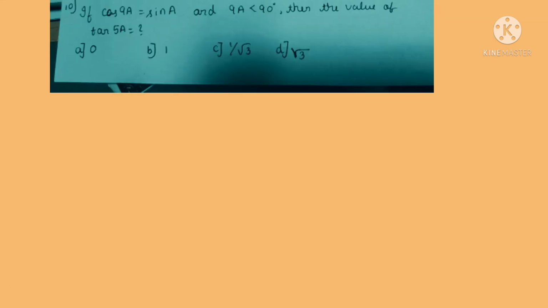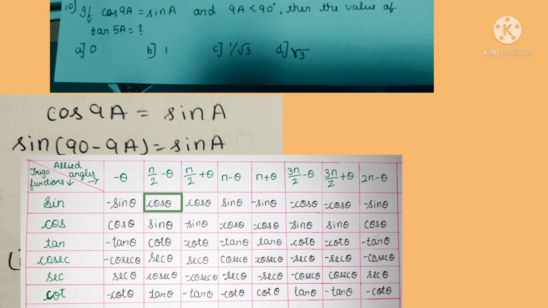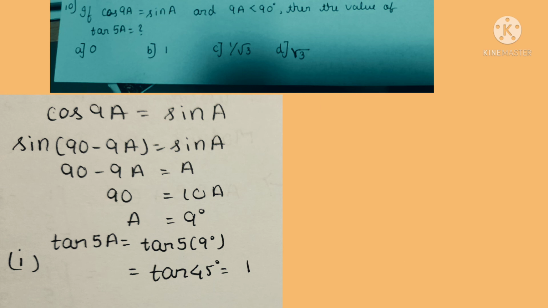The question is, if cos 9A is equal to sin A and 9A is less than 90 degrees, then what will be the value of tan 5A? So here they have given cos 9A is equal to sin A, but we know that sin pi by 2 minus theta is equal to cos theta. How this came related to the complete concept I have explained in a video. At the I button you will get the concept, in which sin pi by 2 minus theta is equal to cos theta. We got it by the trigonometric functions of the allied angles.